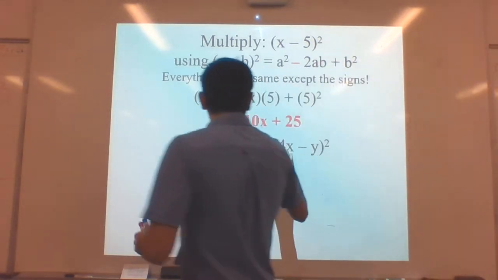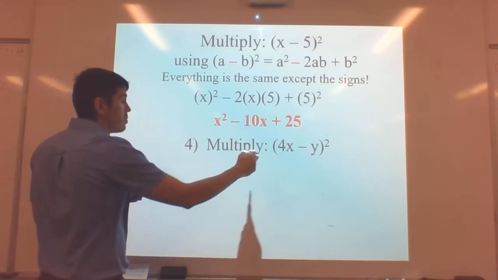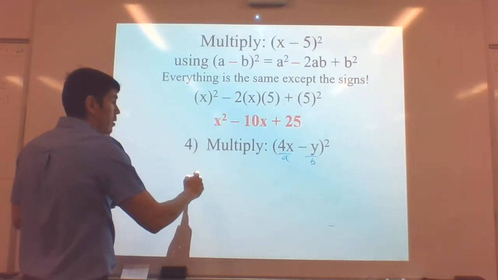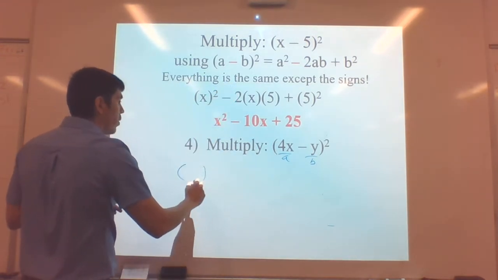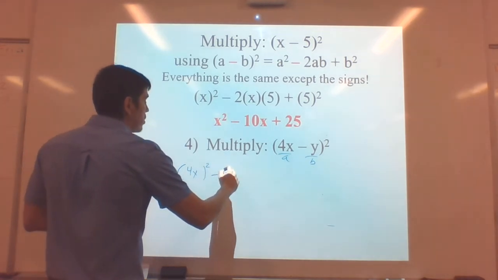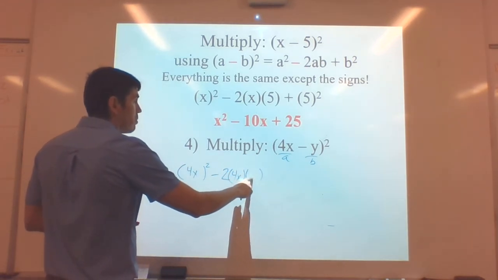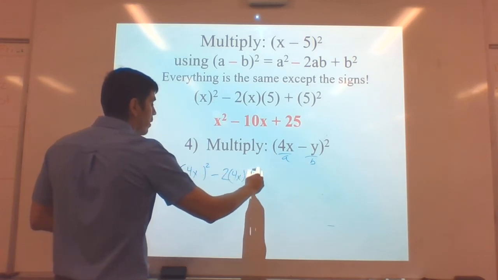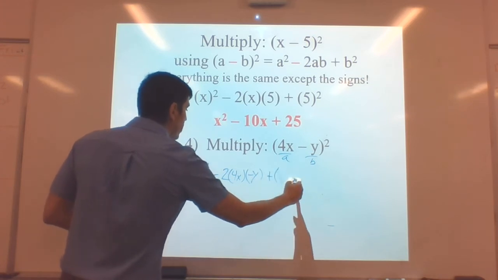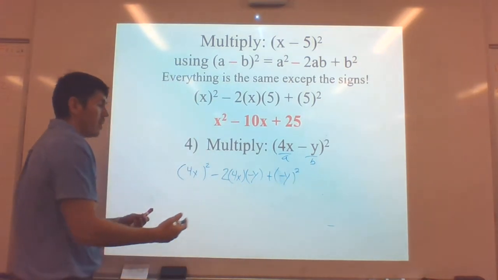Another example here. Again, this is going to be a difference. So we're going to do the same thing. What's my A? My A is here. This is my B, and I'm going to put it into the pattern. So I'm going to get A squared, which is going to be 4x squared, minus 2 times A times B. What's my A again? My A is 4x. What's my B? My B is going to be negative y, plus B squared, which in this case is negative y, squared.